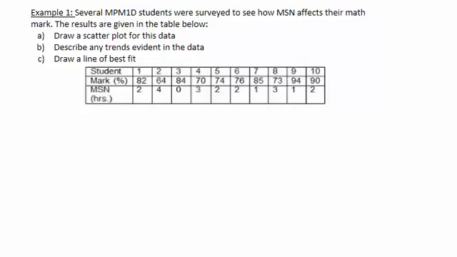Example 1. Several MPM1D students were surveyed to see how MSN affects their math mark. The results are given in a table below. A. Draw a scatter plot for this data. As you can see on this chart, we have the students who are denoted as numbers. We have their marks below, and then we have the number of hours they spend on MSN. So first, let's draw a scatter plot for this data.